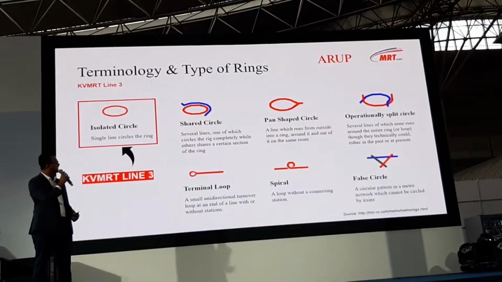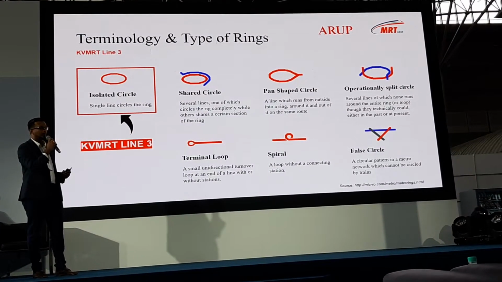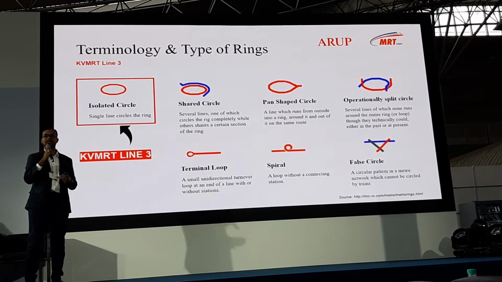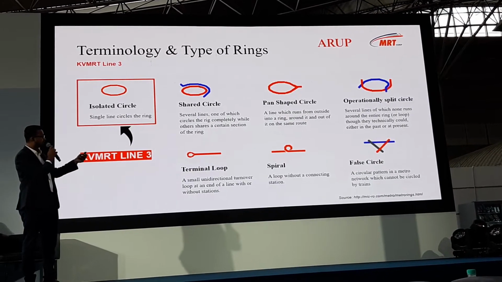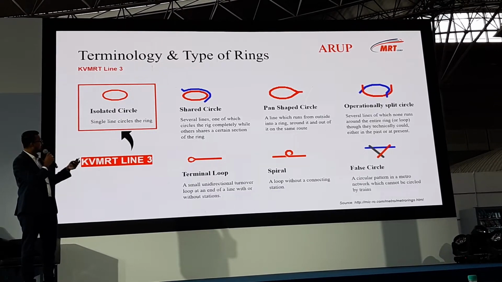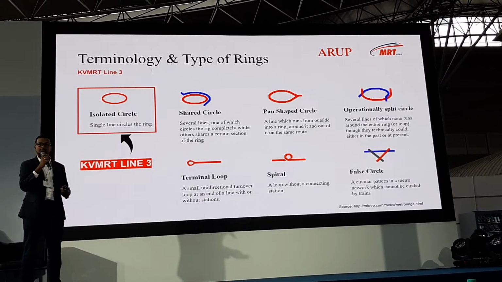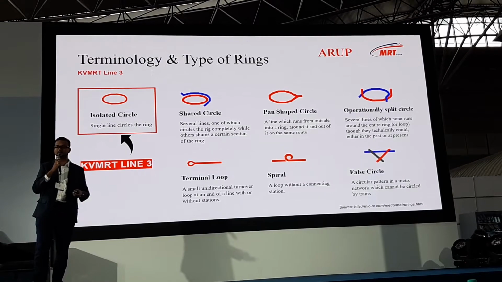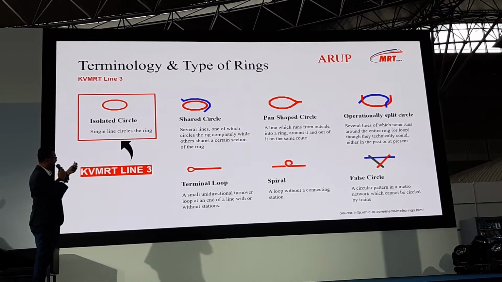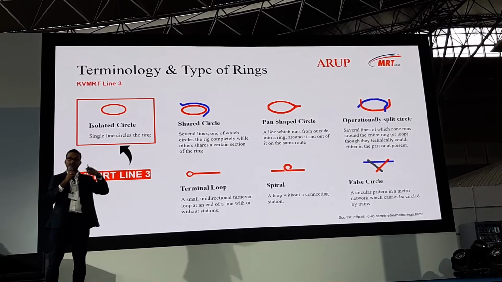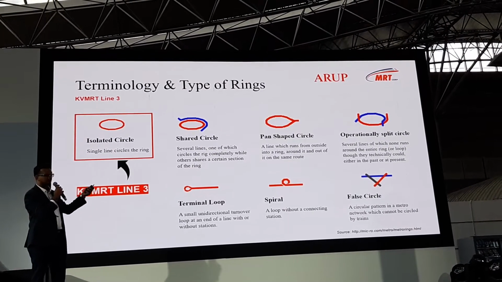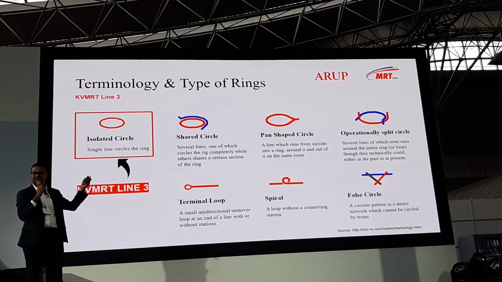Now, when we talk about circle lines, there are many types available globally. There are many typologies, for example shared circle, pan-shaped circle, operational split circle, and many other types of terminology and architecture. However, the one that has been chosen for KVMRT Line 3 is the isolated circle, so it connects to the existing radial line.